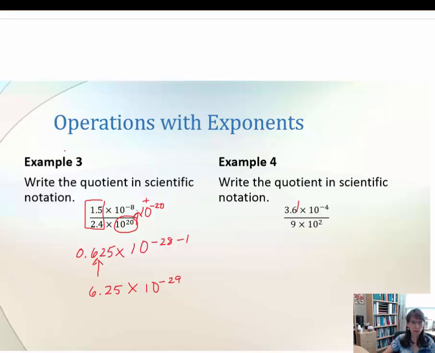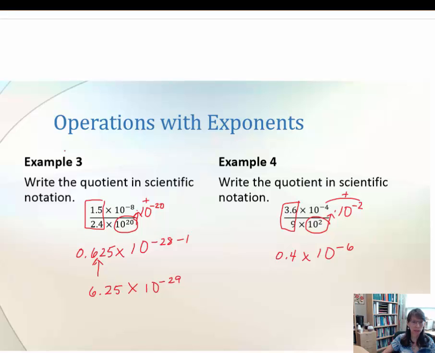In the last example, we'll look at the numerical portion here. 3.6 divided by 9 is 0.4. Base of 10 automatically is shifting up, so times 10 to the minus 2. So notice I've got negative 4 added to negative 2, so that's 10 to the minus 6.